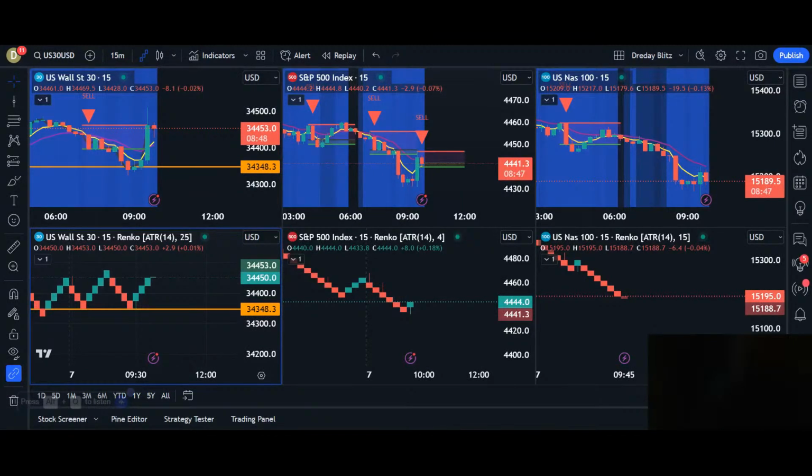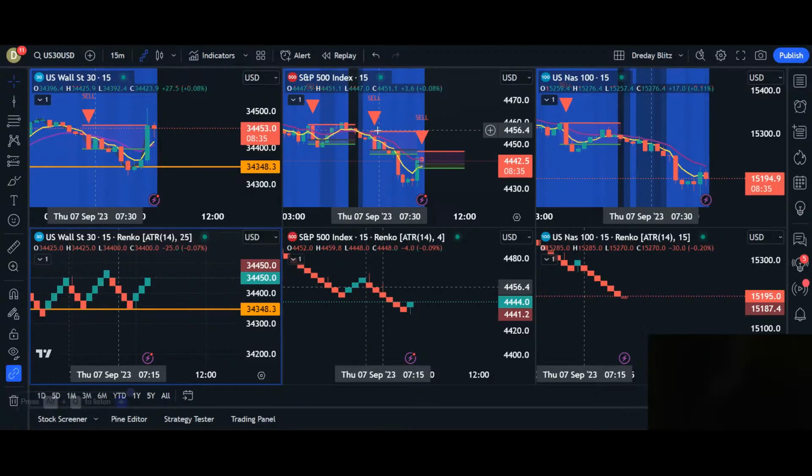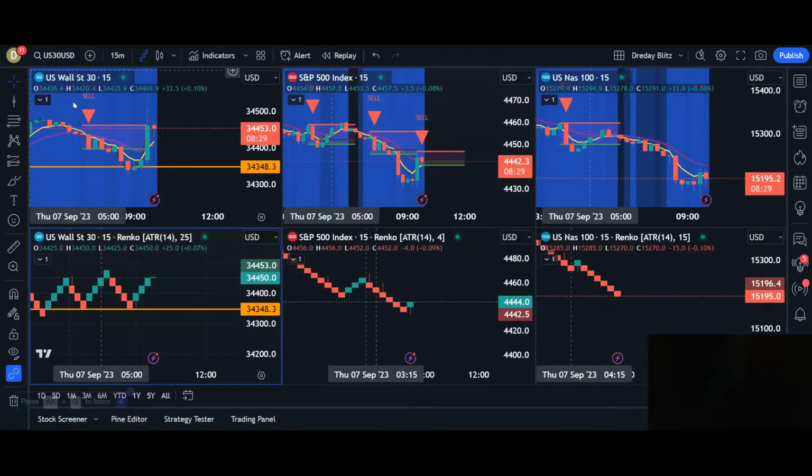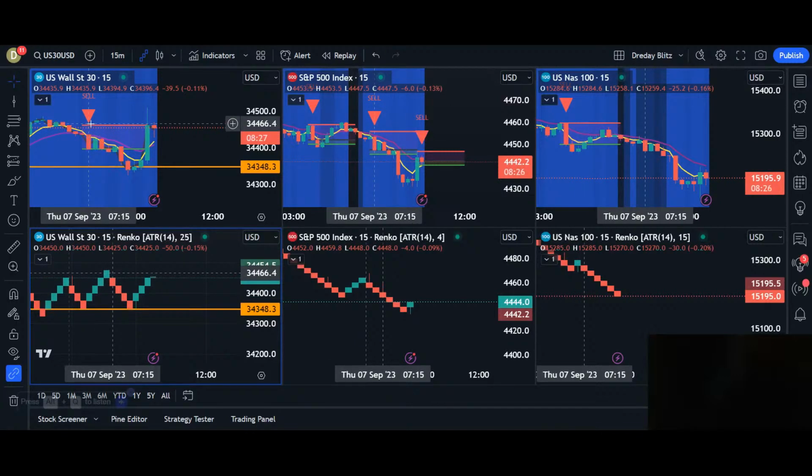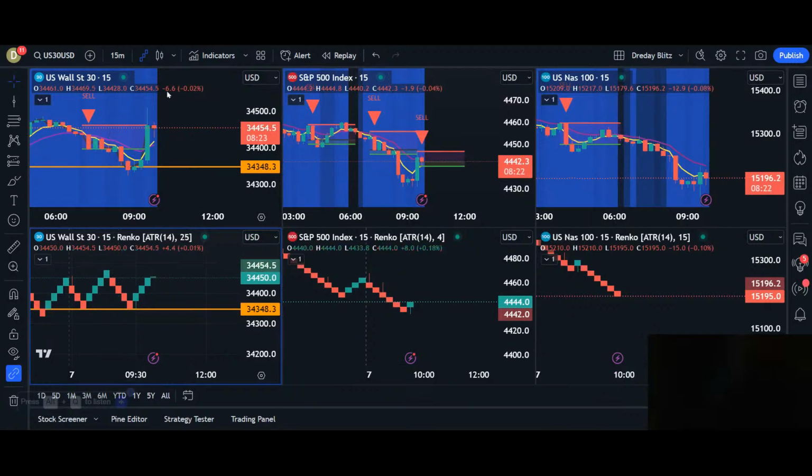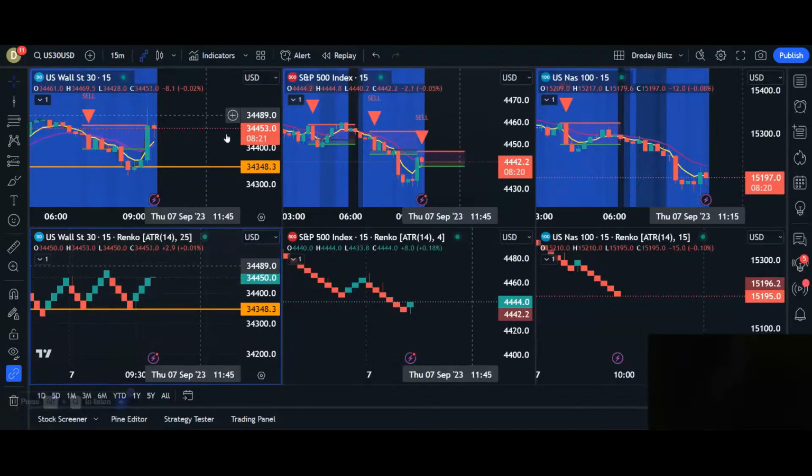But if you look at the previous setups here, you had the best setups for sells around 7 or 8. Let's see, at what time was it? At 7:30, you had a sell signal here on US 30. That was a big winner. Here, 7:15 on US 30.